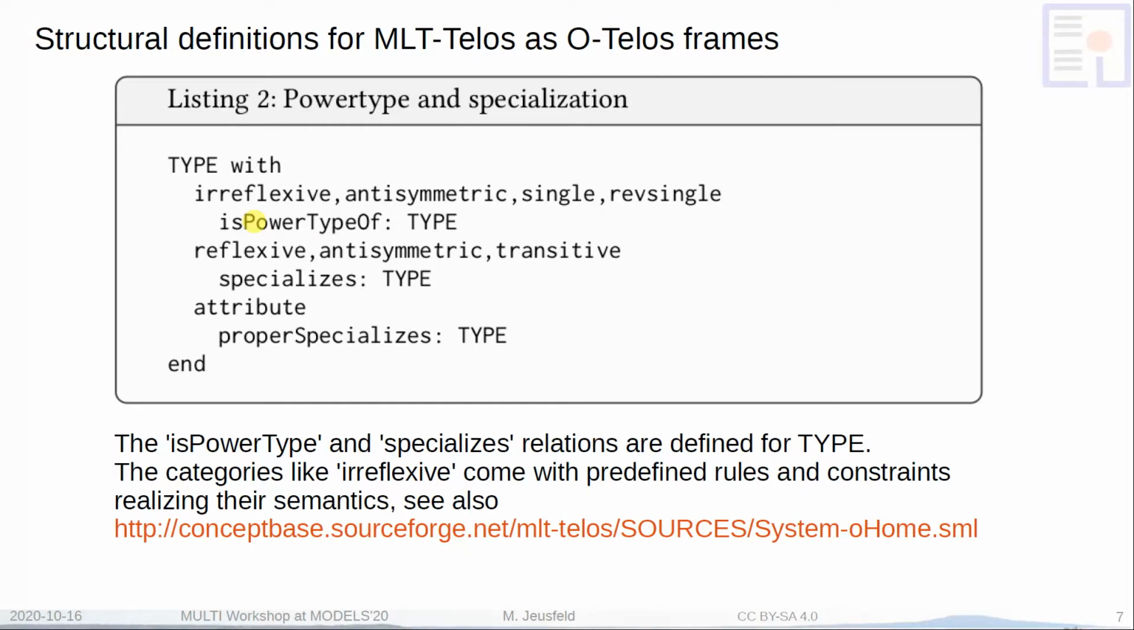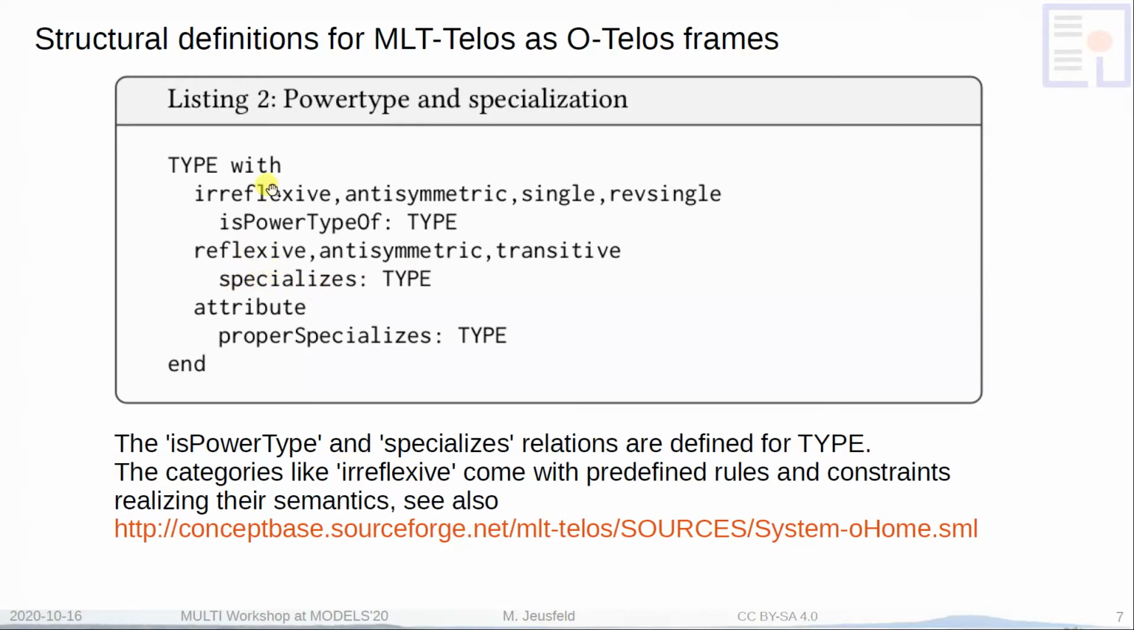It's also antisymmetric, so if T1 is a power type of T2, then T2 cannot be the power type of T1. It's also one-to-one, so single valued. You can only have one type on this side. If you have one type, then there's at most one type that this type is a power type of, and the other way around. That is captured by the formulas attached to these categories, single and reverse single.